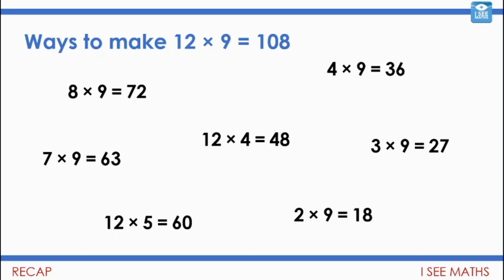Now, it might be you can manage one more. And again, if you want to skip this one, that's fine. But I thought if you want a little bit more challenge, here's one. Ways to make 12 times 9 equals 108. I wonder if you can pause the video and find any combinations here.